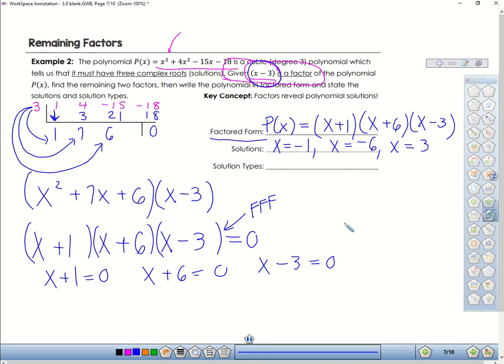Now from here we want to identify the types of solutions. So, how many of these are real and how many are imaginary? Are any of them imaginary? No. So we have 3 real solutions. And how many imaginary solutions? 0 imaginary. So those define 3 real solutions and no imaginary solutions. That's how it works.